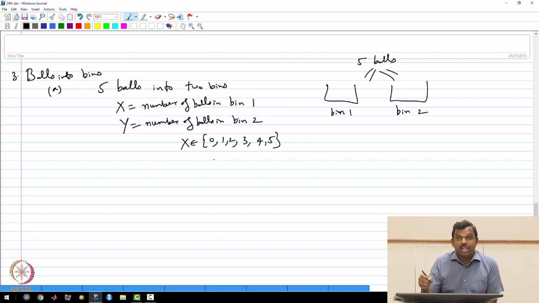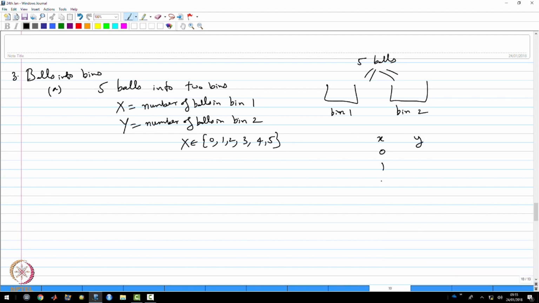And if you look at the joint distribution, one needs to pay a little bit of attention here. Supposing you put X here, Y here, and say X is 0, 1, 2, 3, 4, 5. What are the possible values for Y? Remember, there are only 2 bins. The ball either went into bin 1 or went into bin 2. So if I say the number of balls in bin 1 is 0, what should be the number of balls in bin 2? It has to be 5. There can't be any other possibility.